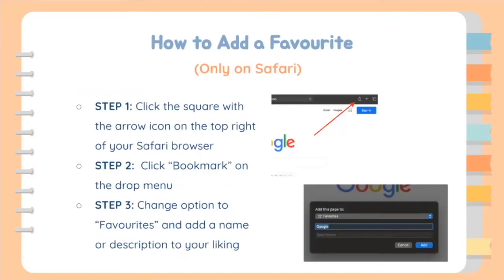So how to add a favorite. You just click the square with the arrow icon on the top right of your Safari browser. It looks something like that. And you click bookmark on the little drop-down menu that shows up. And the last step is you add this page to the favorites, and then add or rename it to your liking. And you can also add a description like the bookmark I mentioned before.